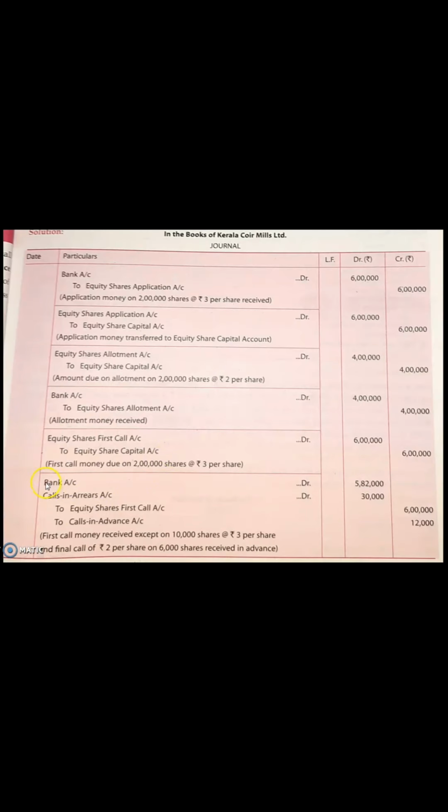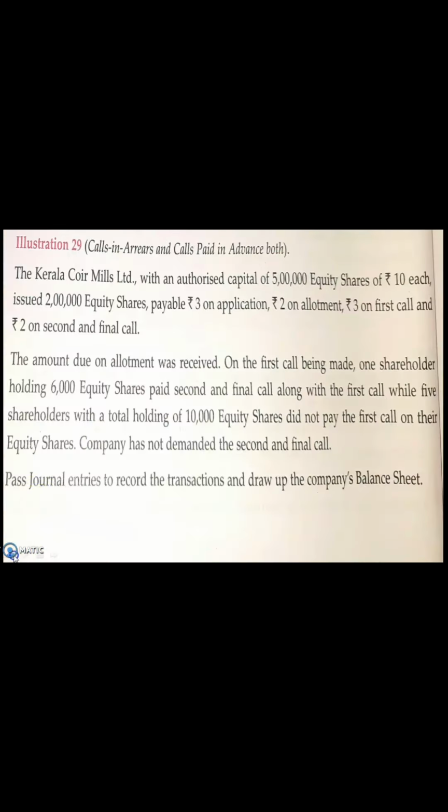So here you can see that the entry which you have to pass is bank account debited, calls in arrears account debited. Why calls in arrears? Because you know that in this entry a total of 10,000 equity shares have not paid the first call account. So this is the arrear and 6,000 is the advance.